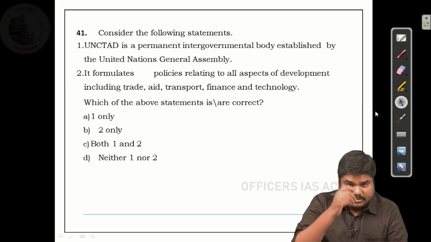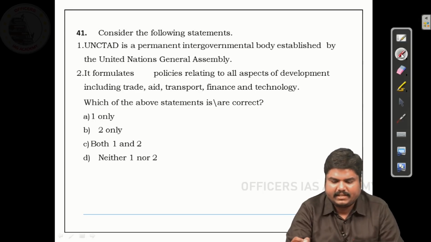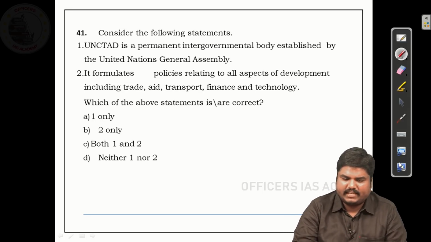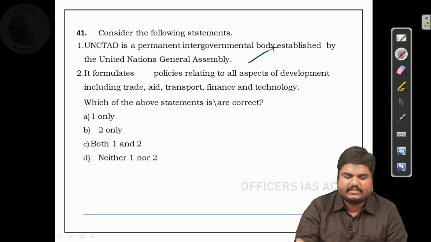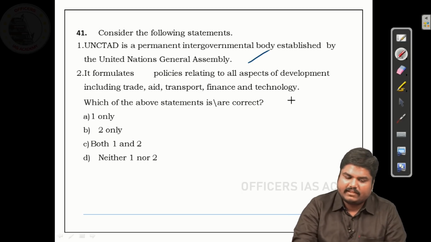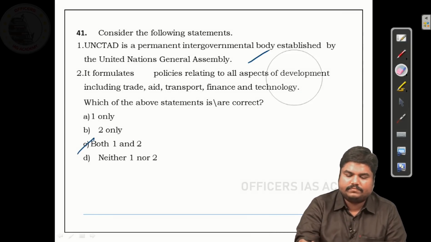The next 5 questions are going to be coming under the international organizations and national park category, which are mostly self-explanatory, but we will also do that. UNCTAD is a permanent intergovernmental body established by the UN Assembly, that is a correct statement. It formulates policy relating to all aspects of development including trade, aid, transport, finance, technology, that is again a correct statement. The answer is going to be C, both 1 and 2.